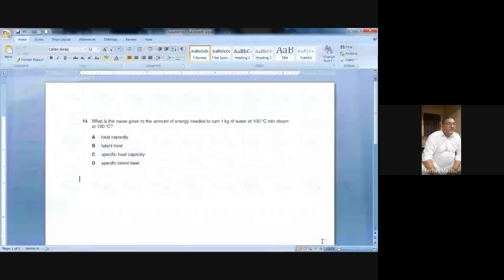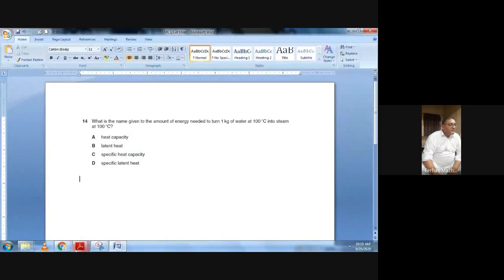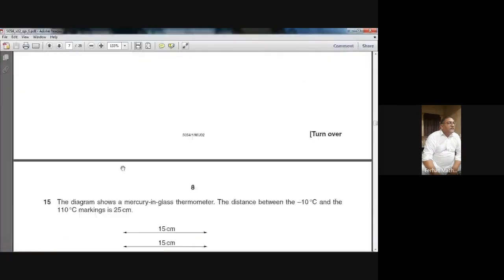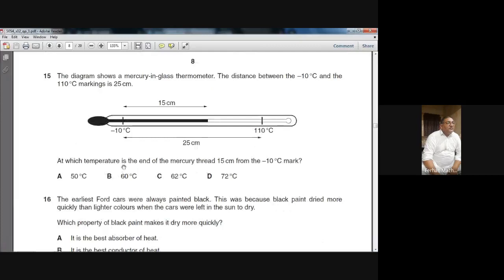Okay, so we are moving to the next question. Next question on your screen. The diagram shows a mercury in glass thermometer. The distance between the minus 10 degree centigrade and the 110 degree centigrade markings is 25 centimeters. At which temperature is the end of the mercury thread 15 centimeters from the minus 10 degree centigrade mark? So it's a question on the thermometer.